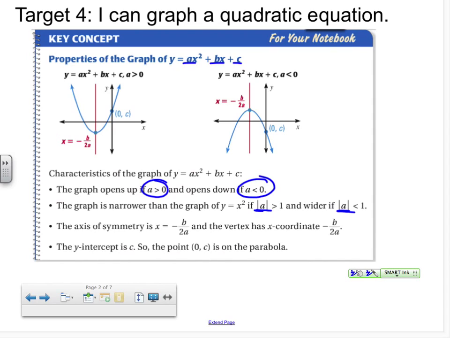Another thing we can tell just by looking at it is we know the y-intercept is c, right? Because it's added on. Everything else is 0. Whatever's added on, that's your y-intercept.